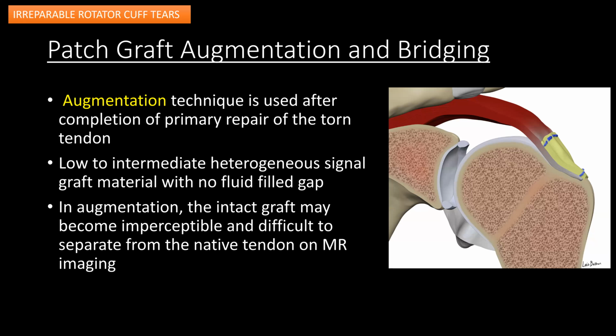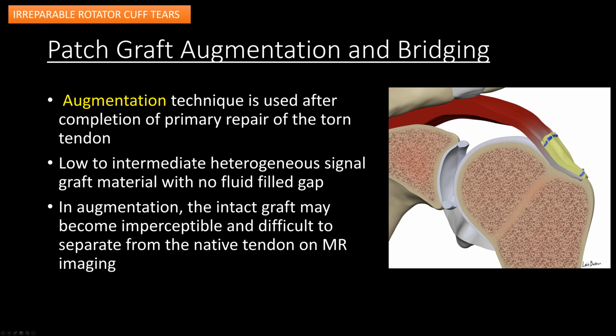So starting with patch graft augmentation, which is used after completion of primary or at least partial primary repair of the torn tendon when there is a concern regarding healing or too much stretch of the primary repair, as you see in this example. The graft can be placed on the bursal surface as an overlay or articular surface as an underlay graft. And the expected post-op appearance is a low to intermediate signal graft material with no fluid-filled gap.